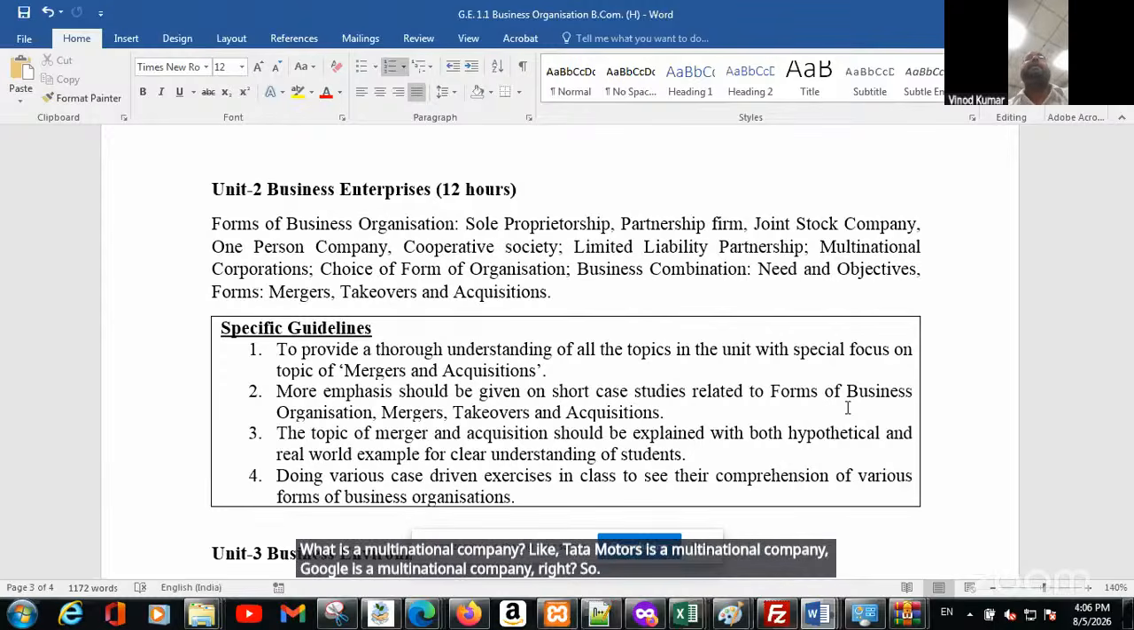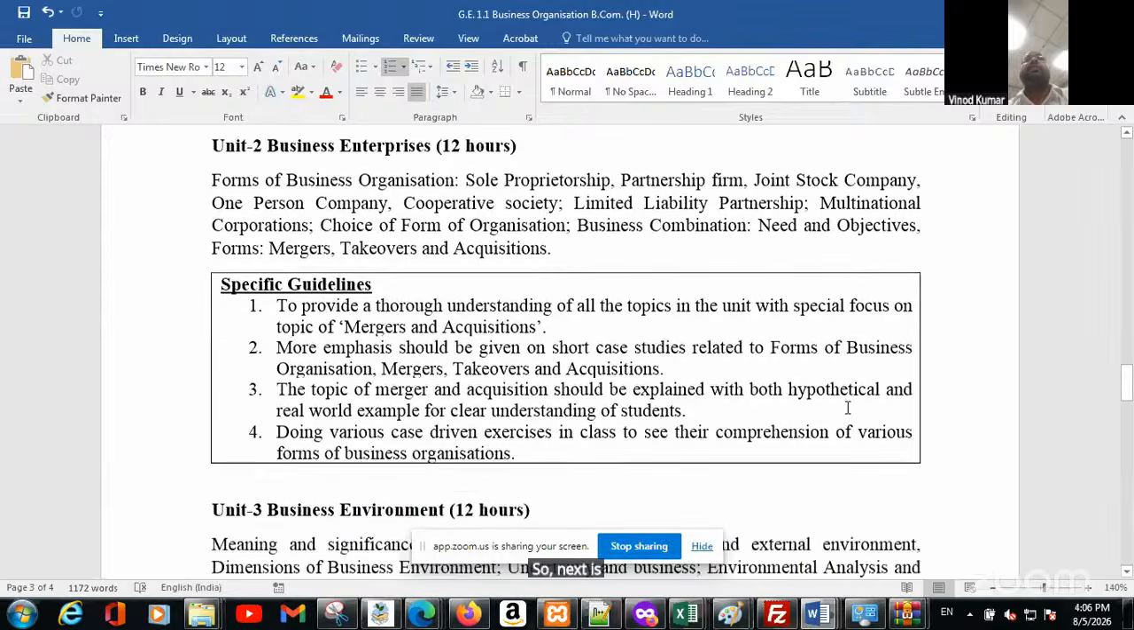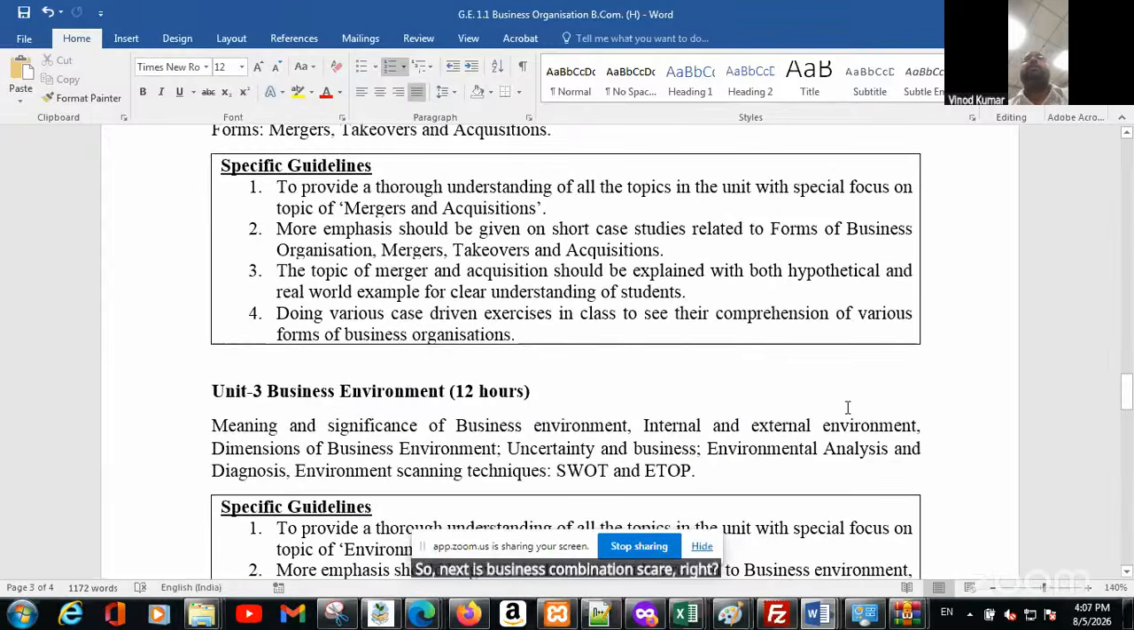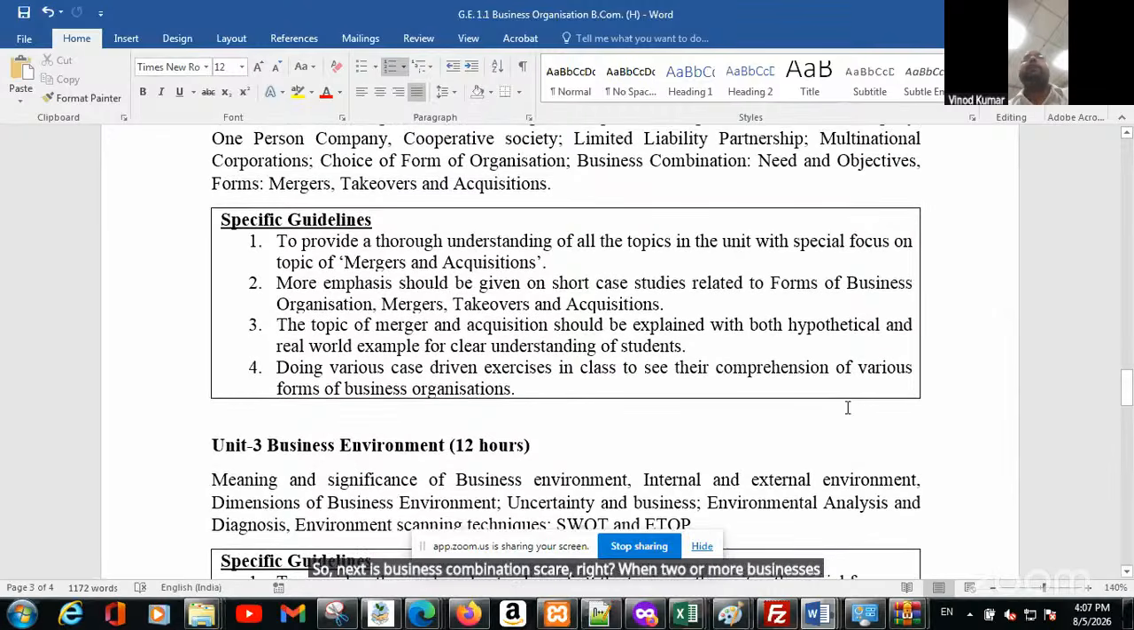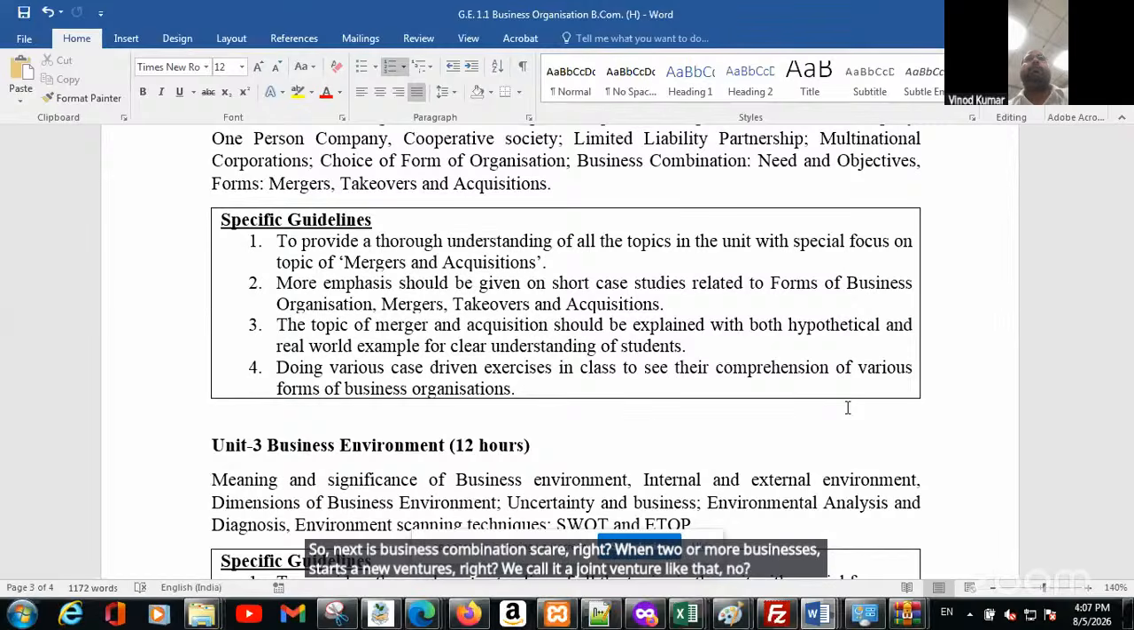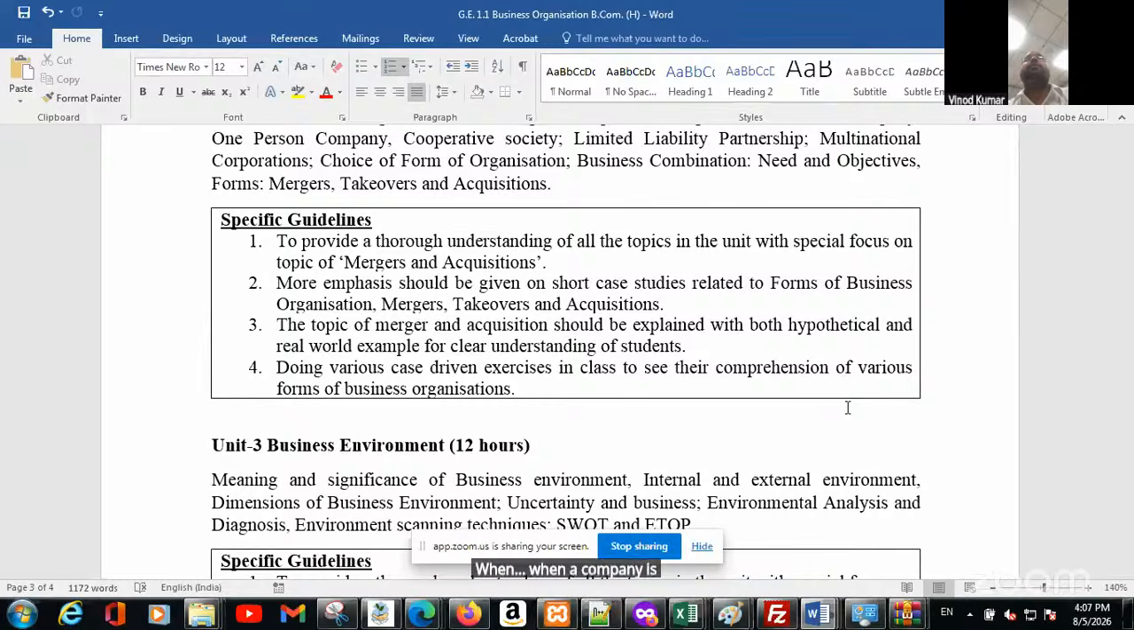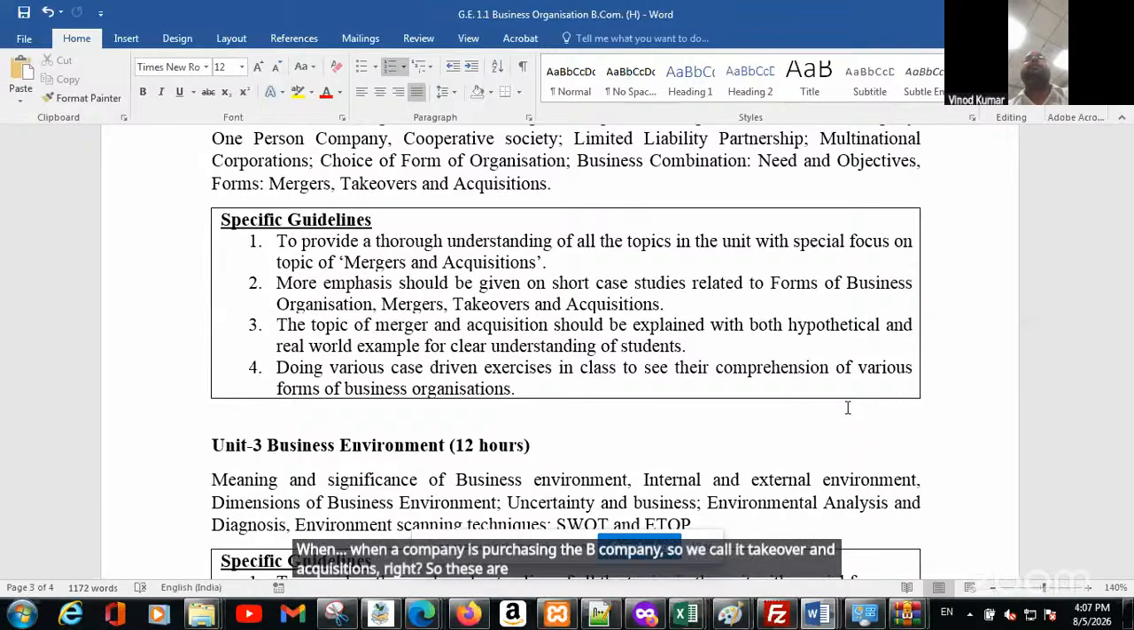So the merits, demerits, and nature of every type of business organization or business enterprise is covered in unit 2. Next is business combinations. When two or more businesses start a new venture, we call it a joint venture. What is a merger? When two companies join together, they create a new company. When company A is purchasing company B, we call it takeover and acquisition, right? So these are the terms with respect to business combination.